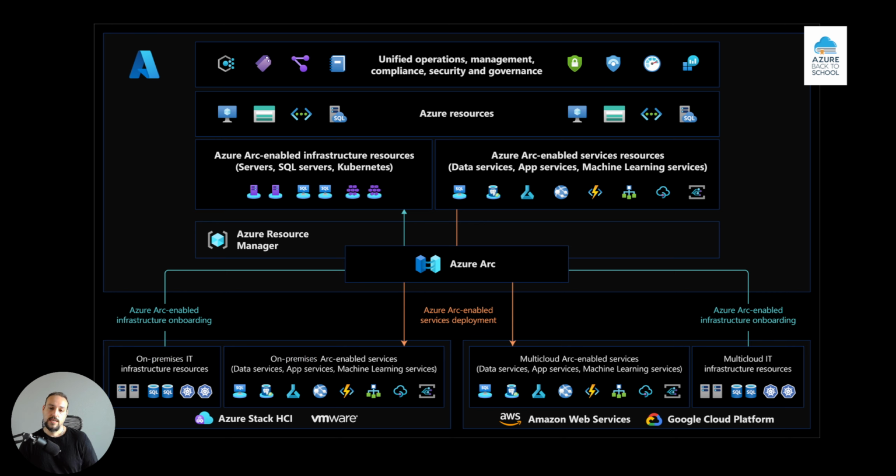Azure Arc is the solution that enables you to manage and govern your resources across different environments, such as on-premise, multi-cloud, and also edge. Azure Arc works by extending the Azure control plane and services to your resources, regardless of where they are hosted. You can use Azure Arc to connect your resources to Azure and get a centralized view of them.